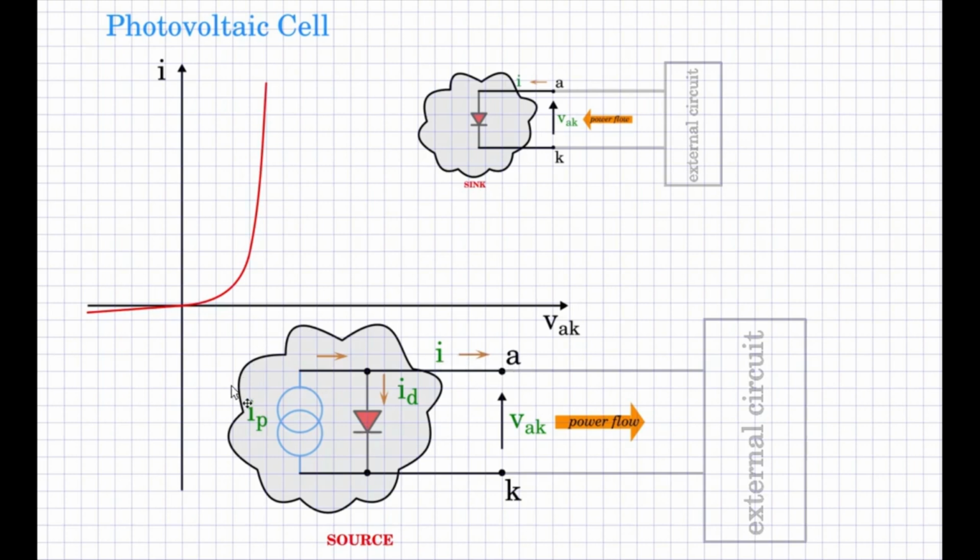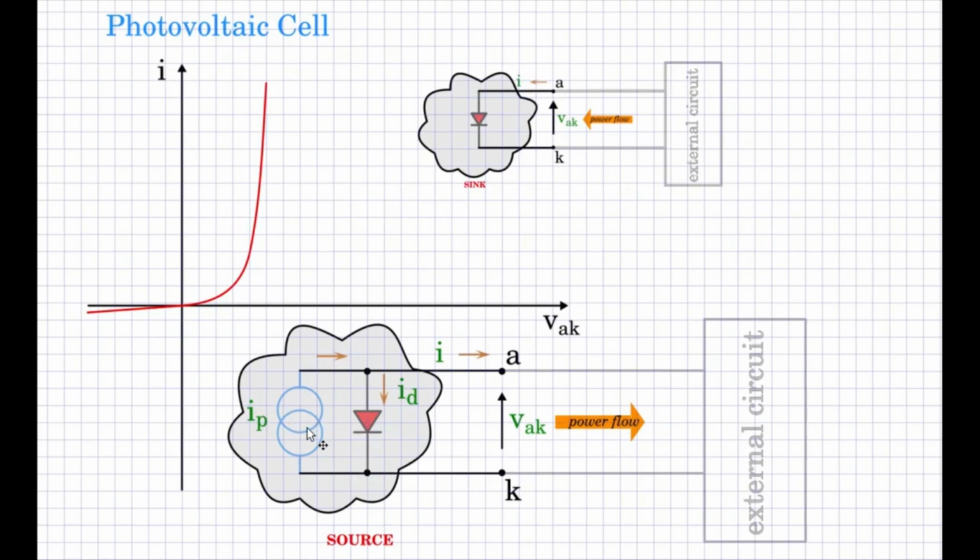So if you look at this whole block as a whole, the current flows out of the terminal, the voltage is still retaining the same polarity, and the power is flowing out of the terminal, and therefore this whole block acts as a source. This is actually the principle of the photovoltaic cell.